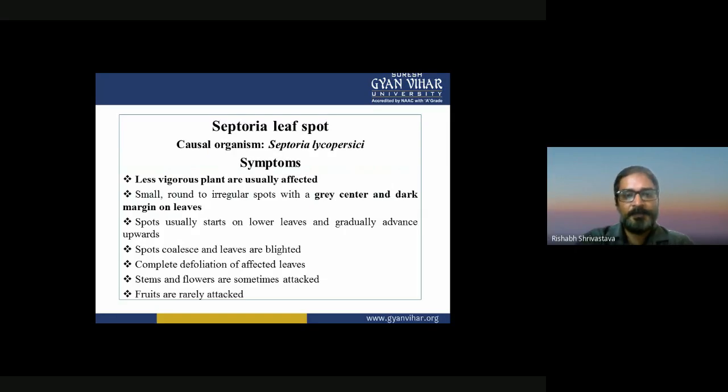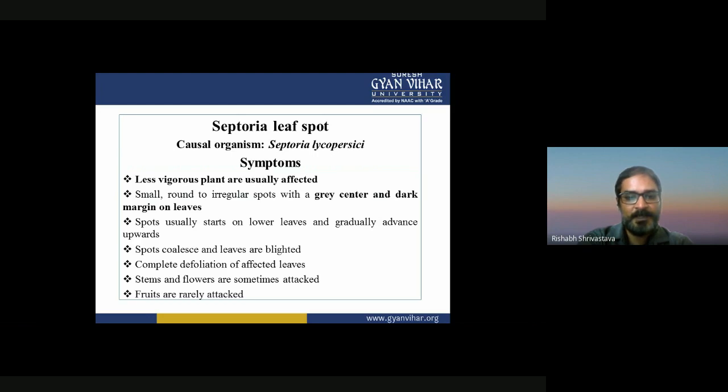Septoria leaf spot. Causal organism: Septoria lycopersici. Symptoms: less vigorous plants are usually affected. Small, round to irregular spots with a gray center and dark margins on leaves. Spots usually start on lower leaves and gradually advance upwards.